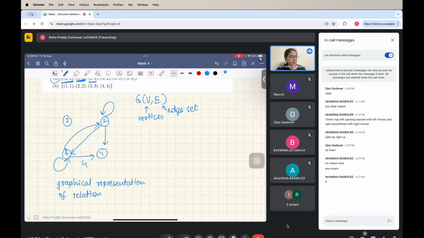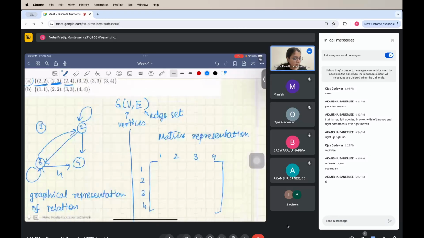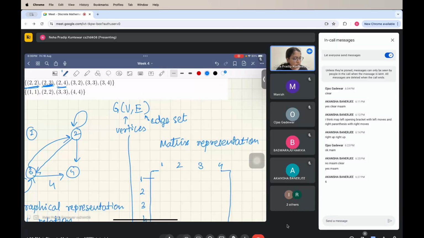And the other representation is what is called matrix representation, and this is very popularly used. So what do you do? You write the elements in the set in the rows, and you write the elements in the columns, and each cell here is going to take a value of 1 or 0. So this is going to be a 0 1 matrix.